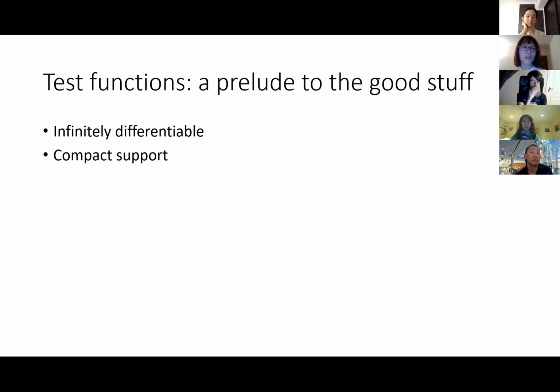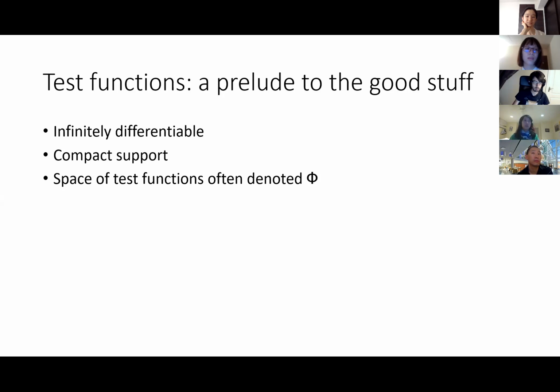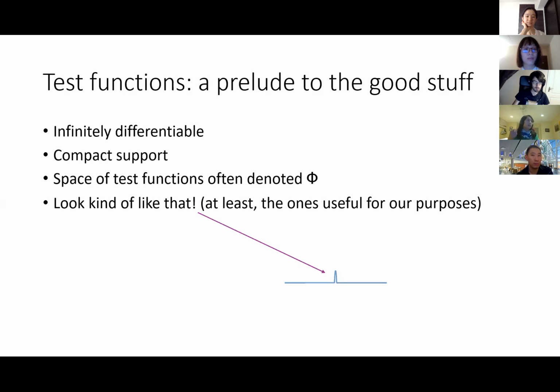They have compact support, meaning that they are 0 except for a small enclosable area. So we should be able to draw a circle around the area where the test function is non-zero. I'll show a picture of that in a moment. For notational sanity, we'll just denote the space of test functions phi, because we'll want to note the type domains of functions later. And they look kind of like this function here.